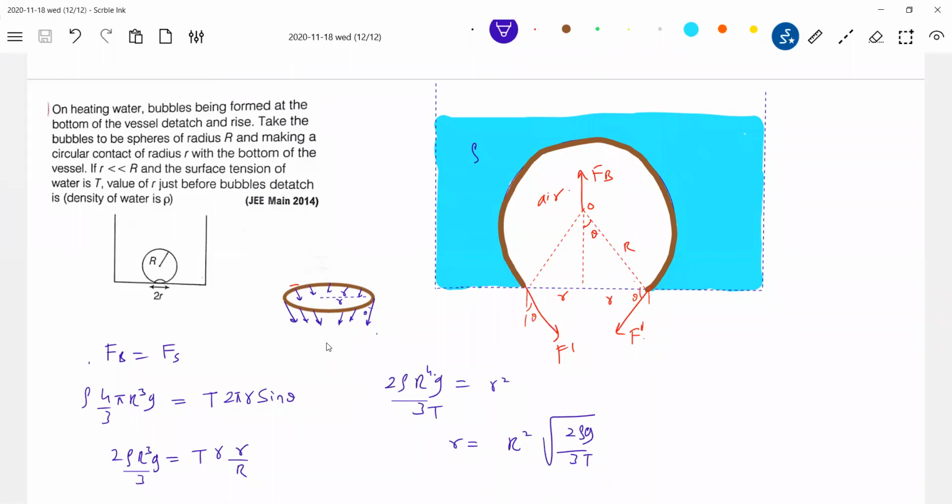And making circular contact of radius r with the bottom. Why does it detach first? Because as you boil it, as you start heating the water, the density of water decreases, then the buoyant force will decrease. So definitely, at one specific point, it will get detached. Surface tension also decreases as you increase the temperature, the density of water will decrease. So definitely at one instant the buoyant force will become greater than the force due to surface tension, and it will get detached. I think this is what happens in the formation of bubbles in boiling water.